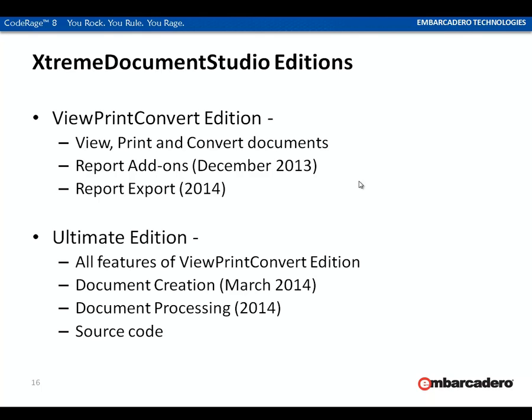And then the other edition is the Ultimate Edition, which will have all the features that the View Print Convert edition has. In addition to that, it will have full-fledged document creation ability and then document processing that PDF Toolkit has now, and much more. And also, it will be the Ultimate Edition, which has the source code included in the product.